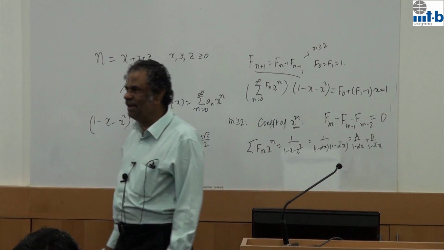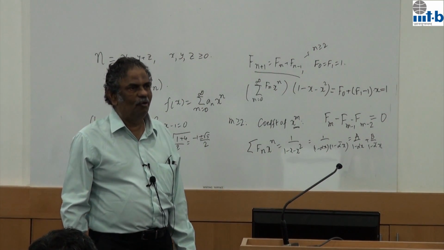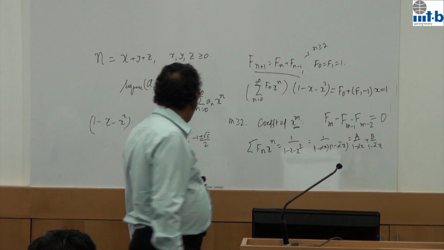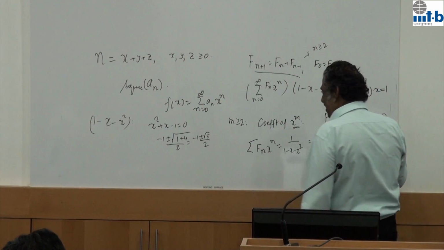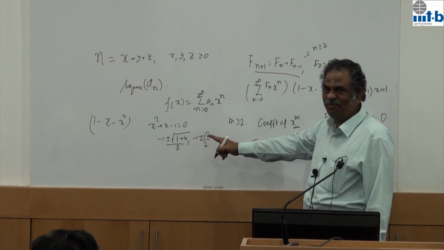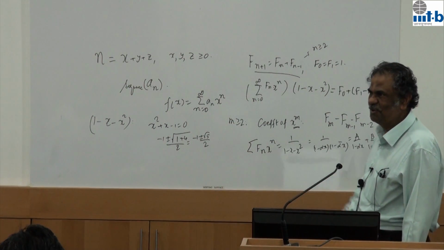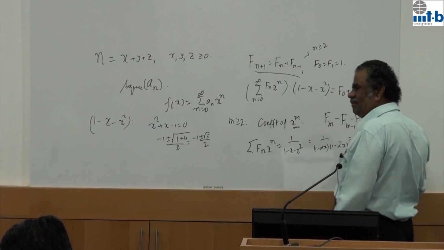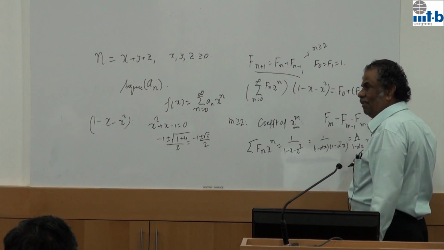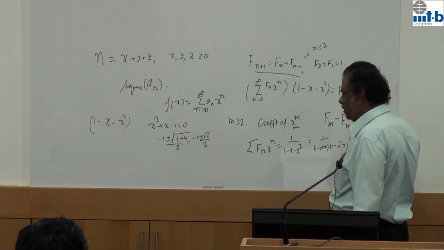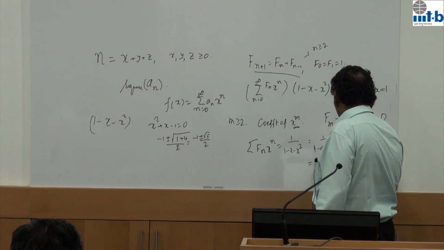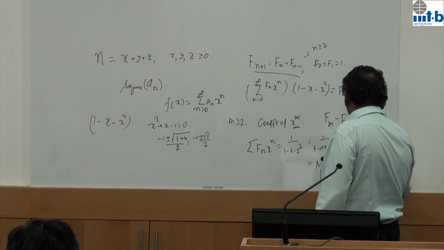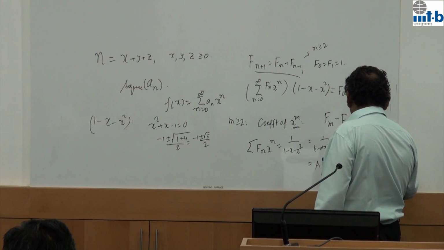For an appropriate A and B, and all of you would have studied even how to compute the A and B. Bar is not complex conjugate. So, minus 1 plus root 5 by 2 and minus 1 minus root 5 by 2. And once you have this, now you can use the binomial theorem, and therefore this is nothing but A into summation alpha x power n plus B into summation alpha bar x power n.